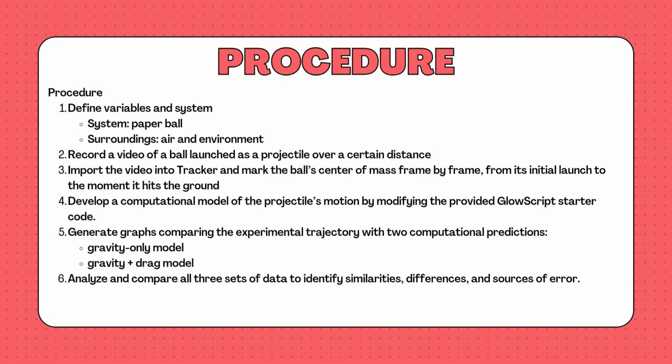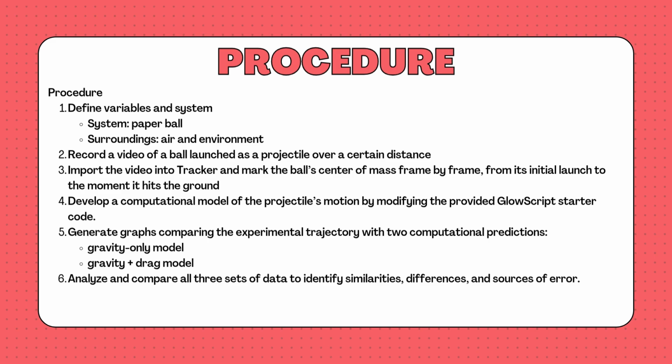So, basic rundown of the procedure of the lab. I first defined my variables and system. My system was a paper ball, and the surroundings was the environment, the room, and the air. I first recorded the video of the paper ball being launched. I then imported the video into the Tracker software and marked the center of mass of the ball accurately.